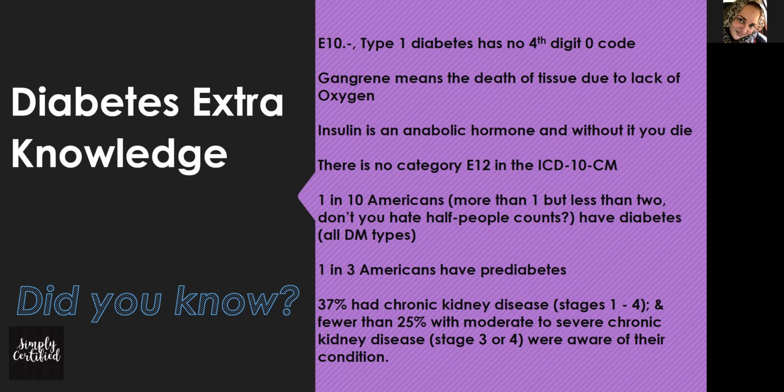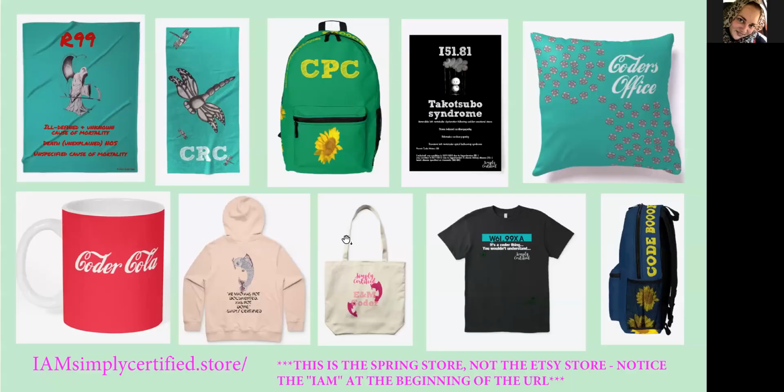30% of people with prediabetes or any other type of diabetes had chronic kidney disease in stages 1 through 4. And fewer than 25% with moderate to severe chronic kidney disease, stage 3 or 4, were aware that they even had any kind of kidney problem or diabetes for that matter.